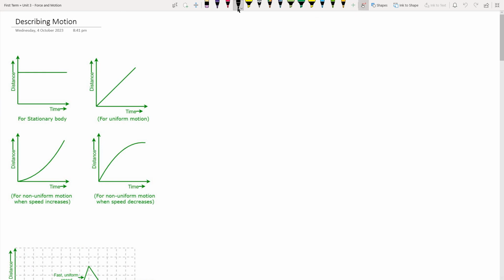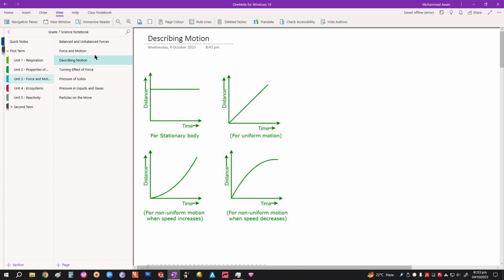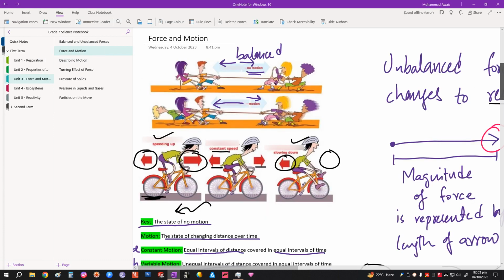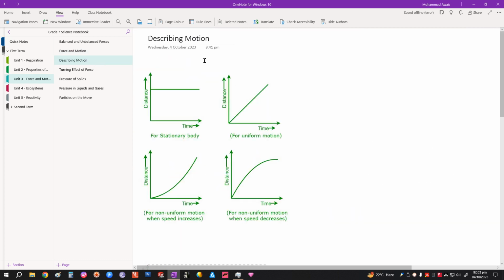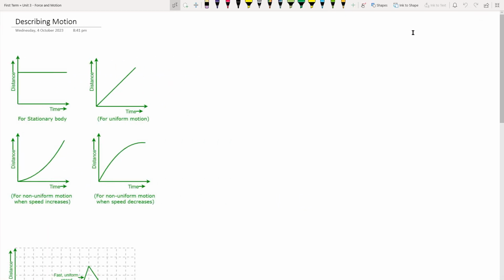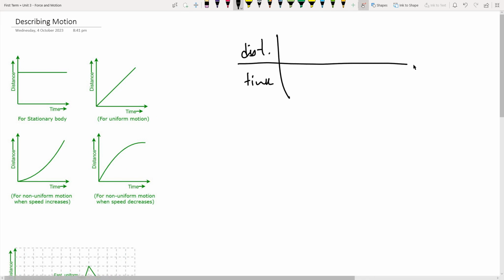So when we describe motion, we use graphs, right? From a graph, we can tell about the motion of an object. If you remember over here in the previous unit, I described motion in these two tabulated forms, right? So I'm just going to go to this page and use this idea that, let's just say, we have distance and time, right? I'm just going to make a rough graph to make you understand, right?